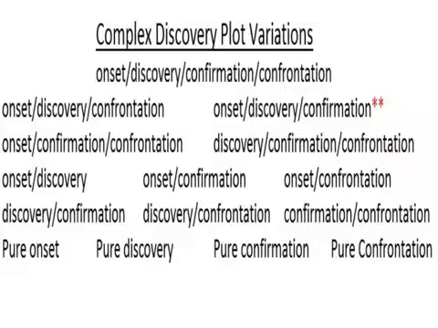There is the complex discovery plot. Onset, discovery, confirmation, confrontation. Then there's the variations. Onset, discovery, confrontation. Onset, discovery, confirmation. Onset, confirmation, confrontation. Discovery, confirmation, confrontation. Then you have the two tiers: onset discovery, onset confirmation, onset confrontation, discovery confirmation, discovery confrontation, and confirmation confrontation. I knew I'm going to screw it up. And then you have the pure onset, pure discovery, pure confirmation, and pure confrontation.